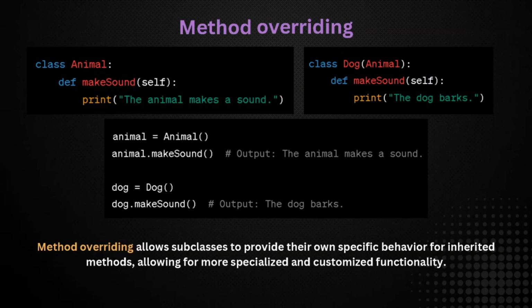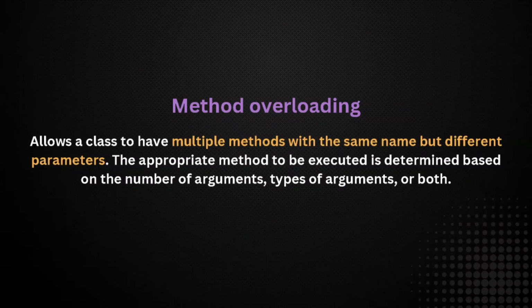Now let's see what method overloading is. It allows a class to have multiple methods with the same name but different parameters. The appropriate method to be executed is determined based on the number of arguments, type of arguments, or both. So basically you are overloading the same method, but with different parameters. How do we determine which method to execute? It can be done with the number of arguments or the type of arguments.